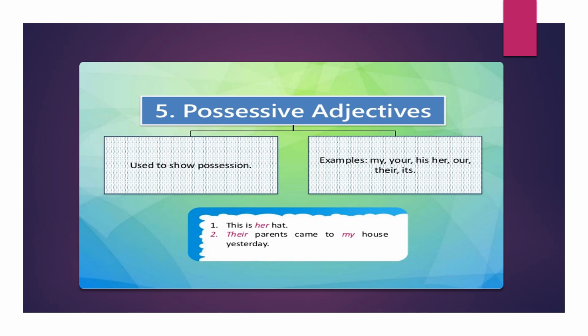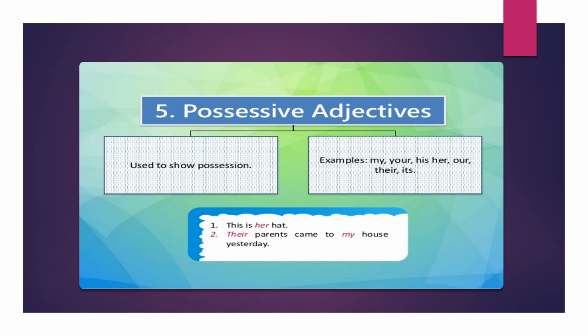So this is her hat. Whose hat is it? Her hat. So this hat belongs to her. Therefore, her becomes a possessive adjective. Their parents. Whose parents? Their parents came to my house. So whose parents are those? Their becomes a possessive adjective for those people.